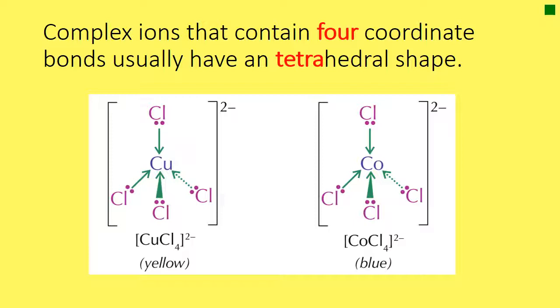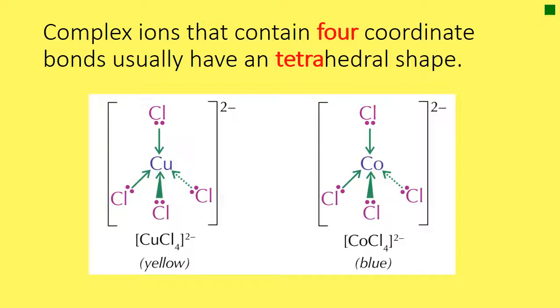Perhaps in class we'll get the Molymods out and just practice seeing it in 3D. Anyway, so that's the usual shape for a 4 coordinate bond complex. And notice that these ligands are all chlorides. And remember what I said about chloride as a ligand. It's a large ligand, and we can't fit 6 around there. We can only fit 4 around there, and that affects the shape of the complex ion and usually makes it a tetrahedral shape. But not always.